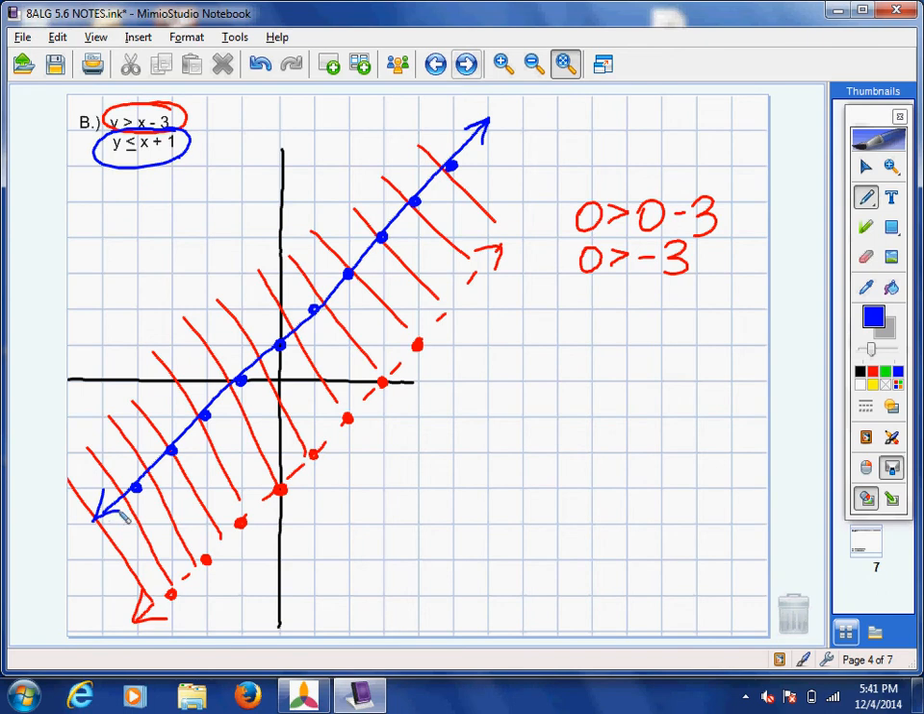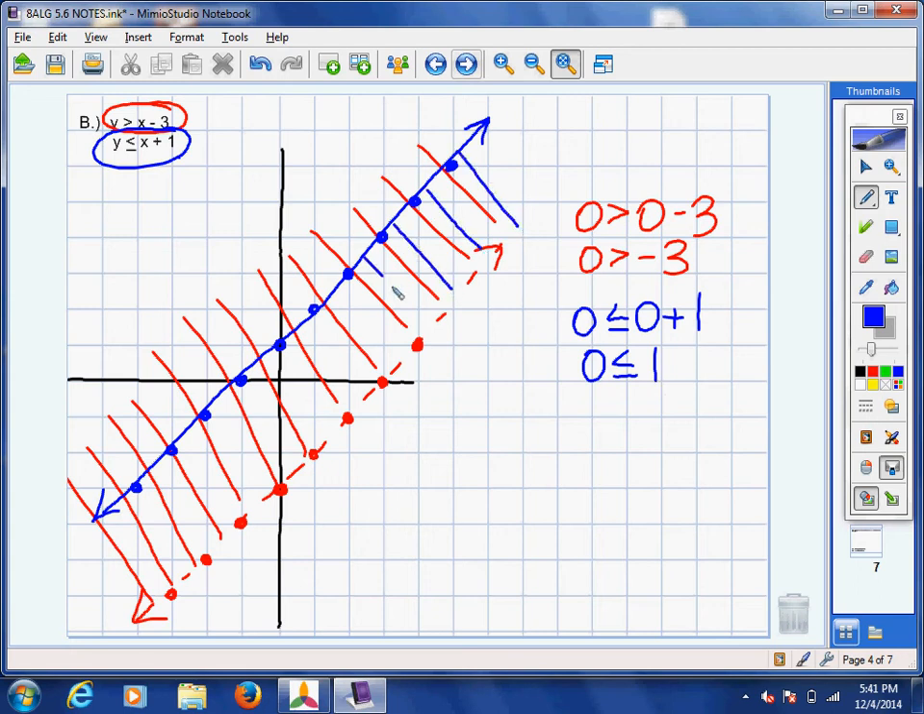Do I go to the left of the blue line, or do I go to the right of the blue line? So I'm going to try 0, 0. You know me, I like to plug in the easiest numbers I can think of, and 0 is pretty easy to plug in. So is 0 smaller than 1? Is 0 less than 1? Yes, it is. So that means 0, 0 is to the right of my blue line. That's where I'm going to shade.